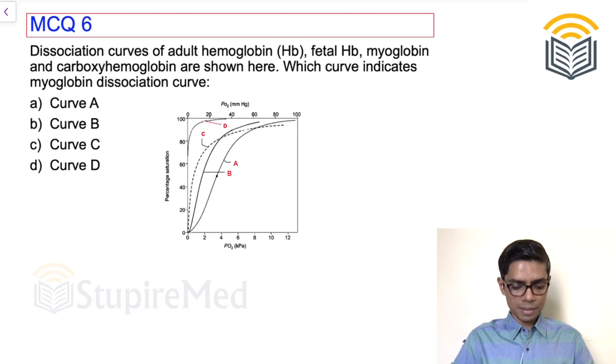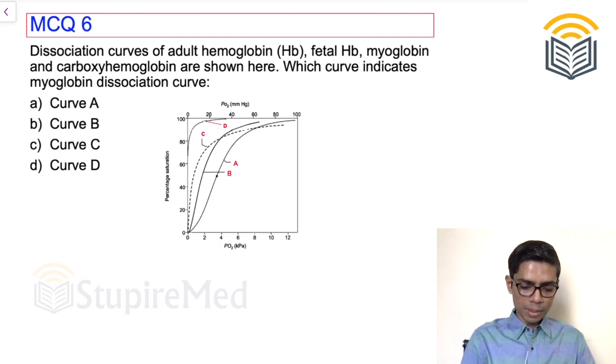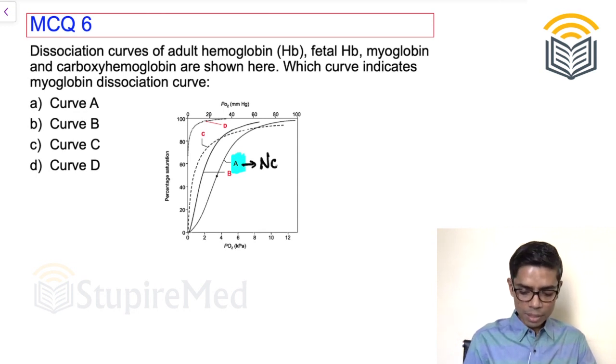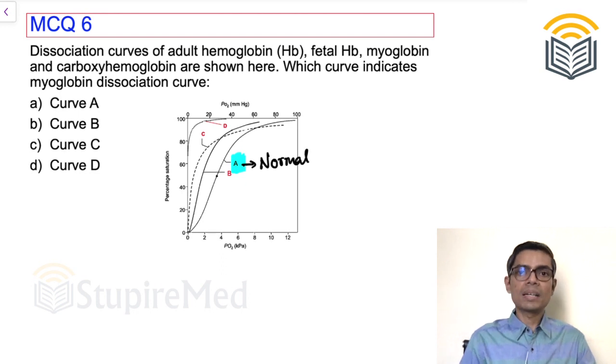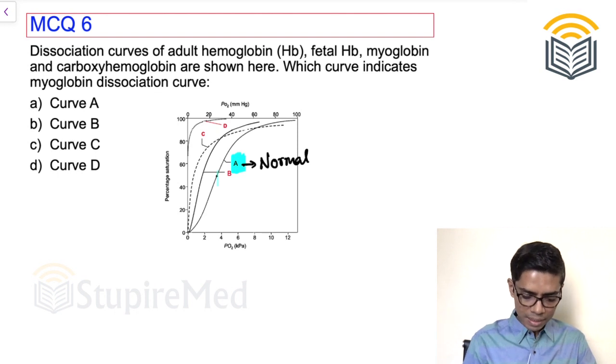Question number 6. Dissociation curves of adult hemoglobin, fetal hemoglobin, myoglobin and carboxyhemoglobin are shown here. Which curve indicates the myoglobin dissociation curve, right? So first of all, curve A is nothing but the normal curve. How do you understand this is the normal curve? So I am writing here, this is the normal curve. Look at the P50 value from this curve, P50. So if you look here, this is the 50% saturation.